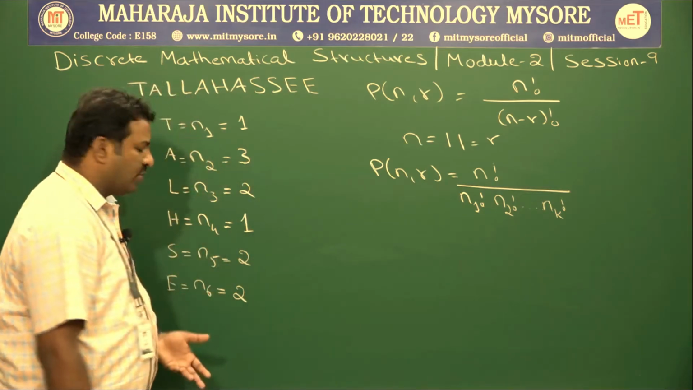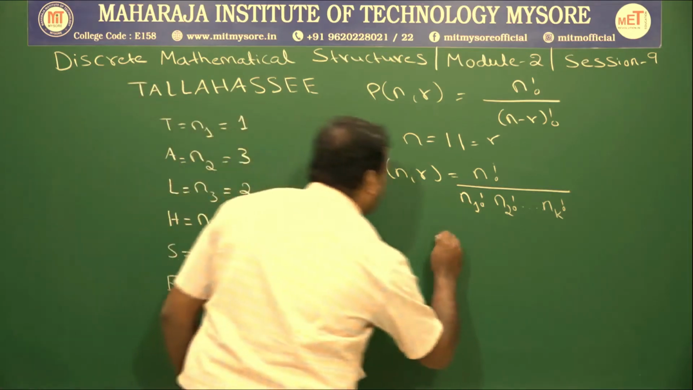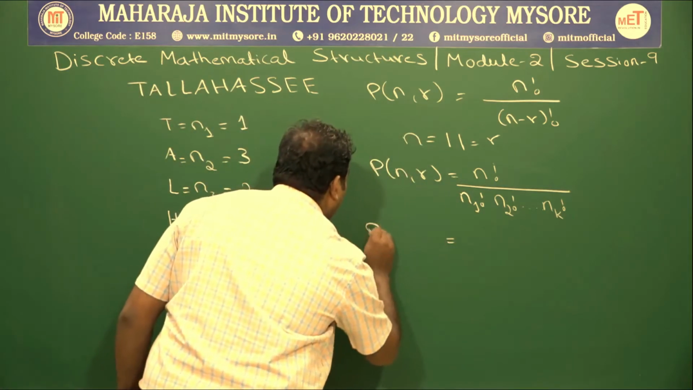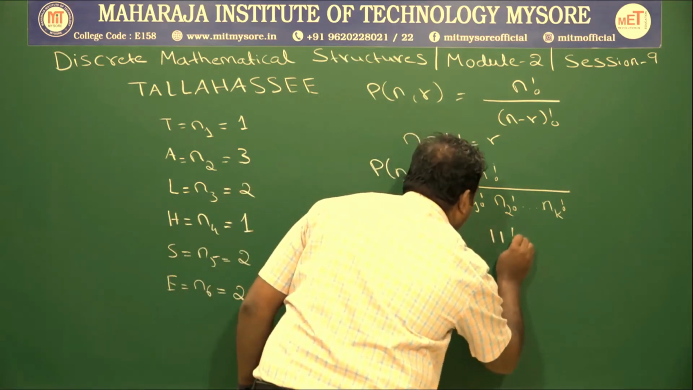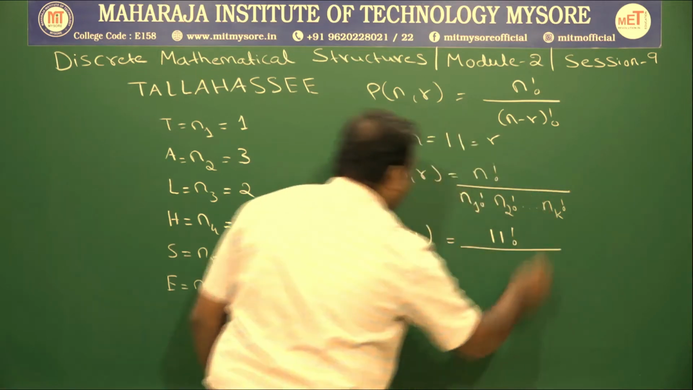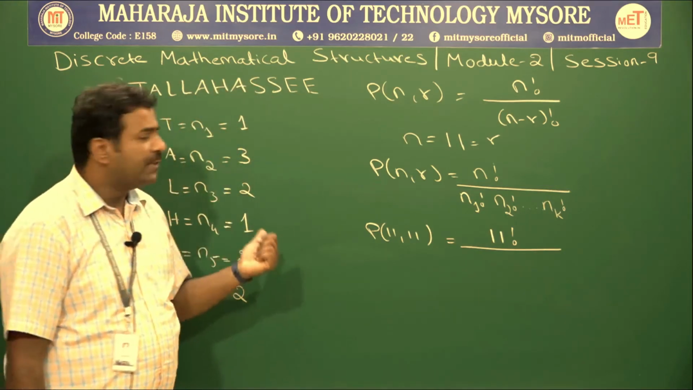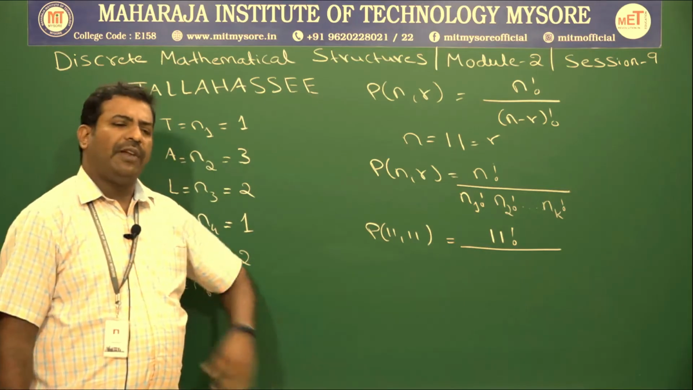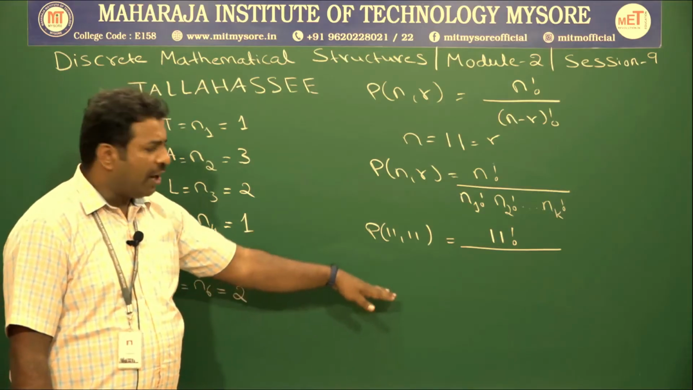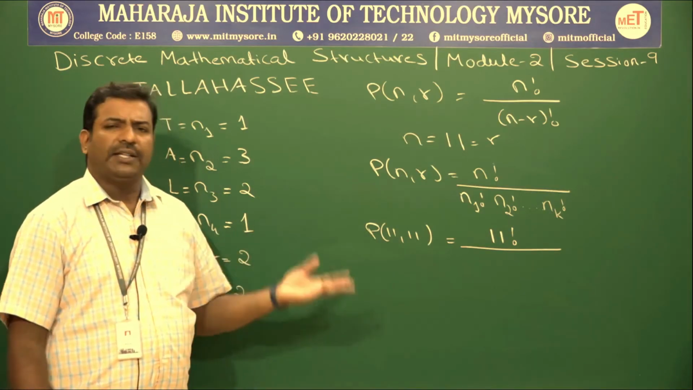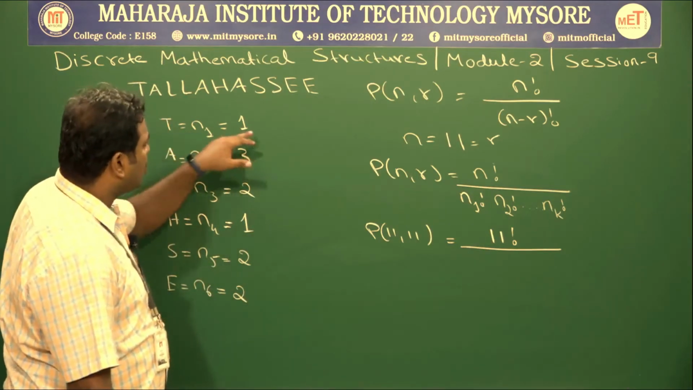This is the number of frequencies I have found, which I need to divide with. So let us do this now. P of 11 comma 11 is equivalent to 11 factorial divided by n1, which is 1 factorial. Let me avoid writing this, because 1 factorial is again 1, so including or excluding it doesn't matter in our computation. For that reason we are not going to use n1, which is 1 factorial.